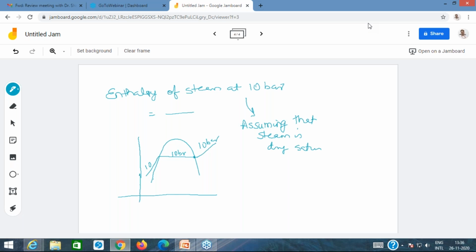Let me ask you this question. Suppose this is G. Whether state B is a steam at 10 bar, yes or no? Whether state B is a steam at 10 bar. Yes or no?